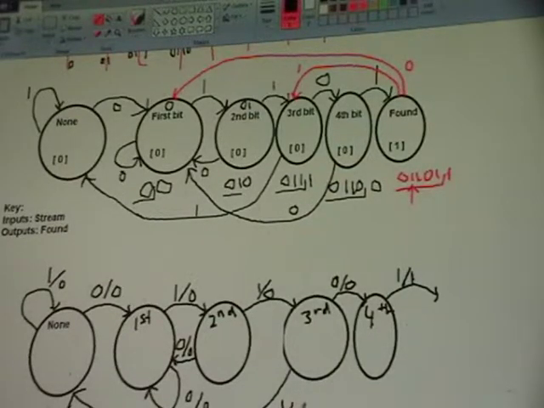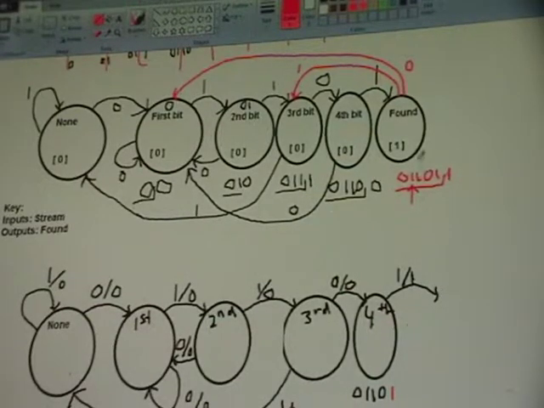And you haven't found your pattern, so your output is 0. Okay, this is where things get different. If you found the fourth bit, that means that you've found 0, 1, 1, 0. If you find a 1, that means you found the pattern. This also could be the first 2 bits of the next pattern.